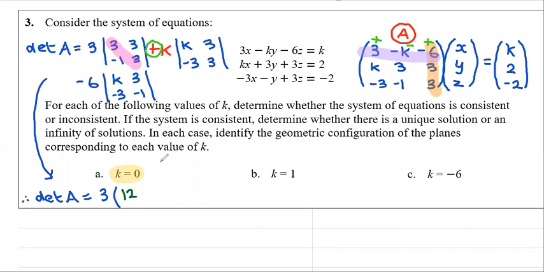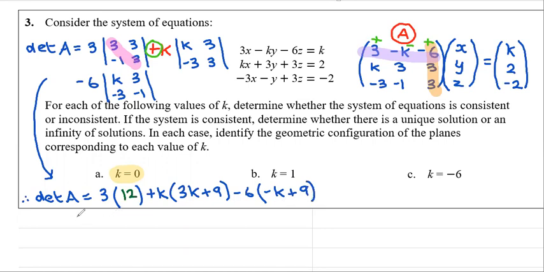Okay, and then we've got plus k. And this time, that's going to be multiplying 3k for the product of the leading diagonal in that second term, subtract negative 3 times 3, which is plus 9. And then the final term is negative 6 multiplying negative k, and it's going to be plus 9 again.